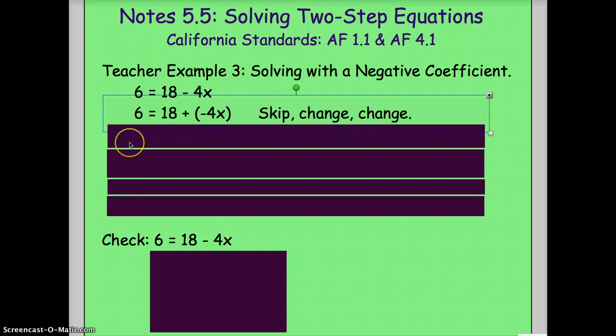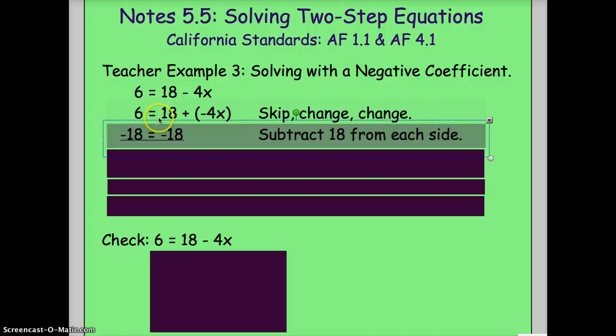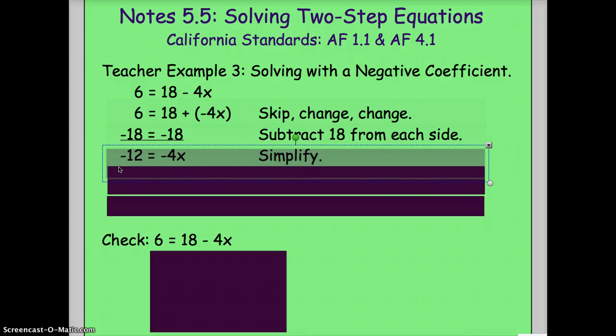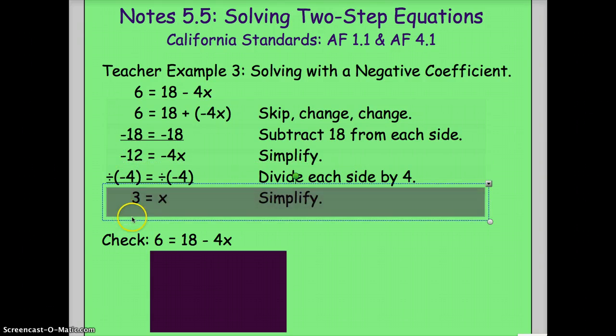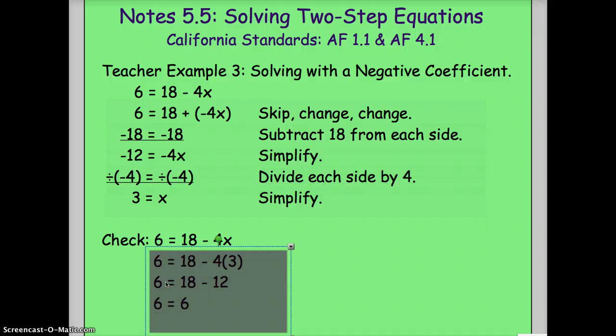Now I can subtract 18 from both sides since that 18 was positive. The opposite of positive would be negative or subtraction. I end up with negative 12 equals negative 4x. And of course I divide both sides by negative 4. My socks match, so my negatives cancel out, and I end up with positive 3. When I check my solution, I plug that positive 3 in for x. 4 times 3 is 12, and 18 minus 12 is 6, so my solution does check.